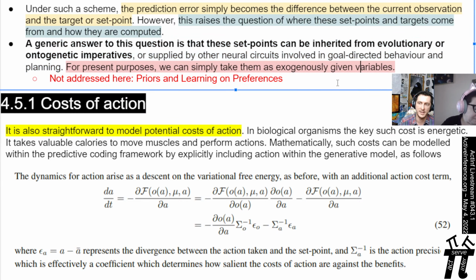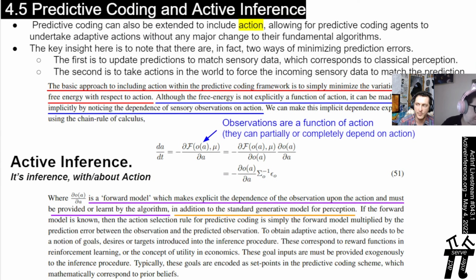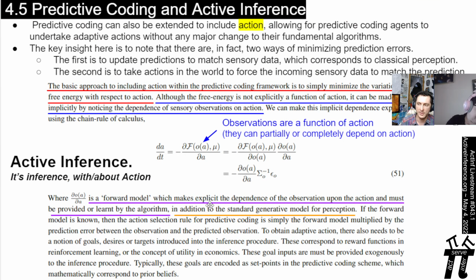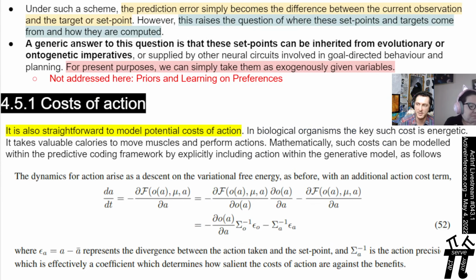So that's one really interesting point, is when you do introduce action, you have to discuss not just the target or the set point and how it's generated, but also you have to make explicit in the forward model, as they write, the dependence of the observations upon action. And that has to be provided or learnt, because just that temperature thermometer model is not going to include a forward model of what happens when you turn on the heater or when you put on a jacket. So that's something that has to be learnt.